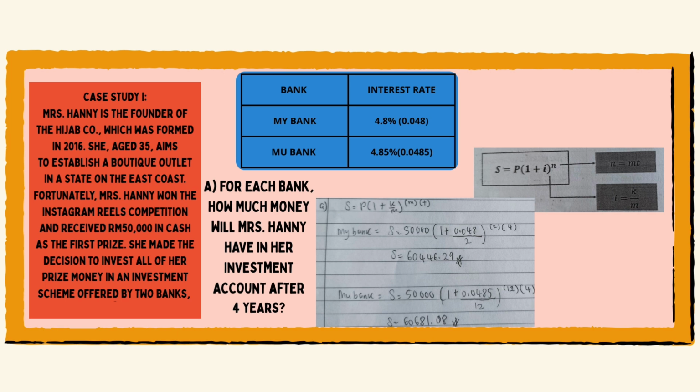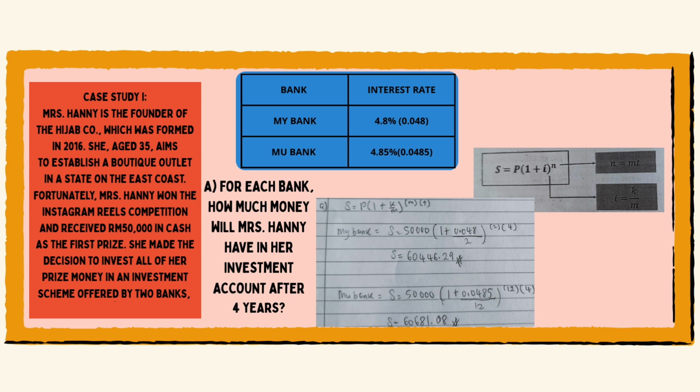To determine which bank provides a better return, I use the compound interest formula, where S is the final amount, P is the principal amount, K is the interest rate, M is the number of compounding periods per year, and T is the investment period. For question A, the amount in the investment account after 4 years.